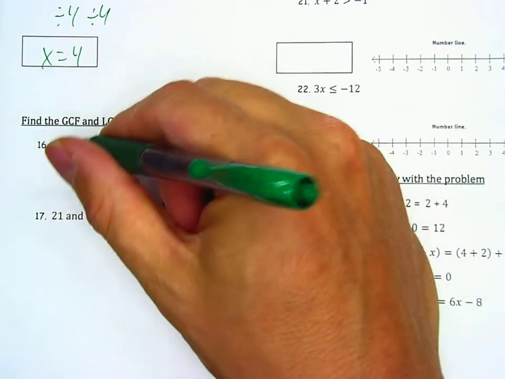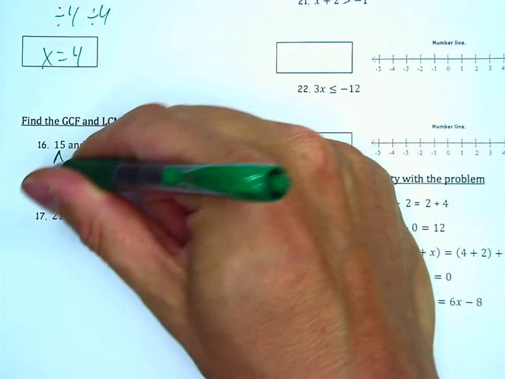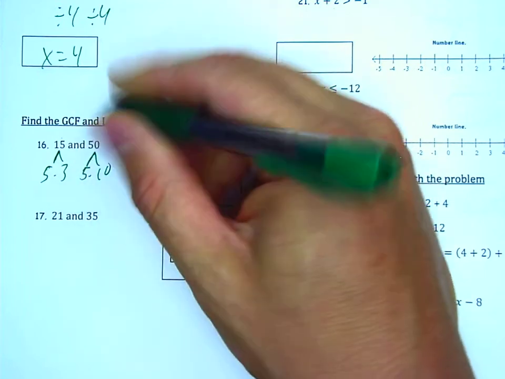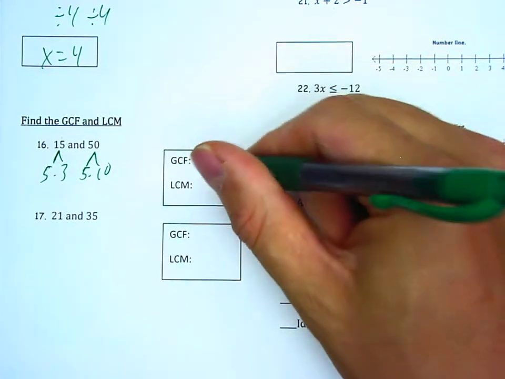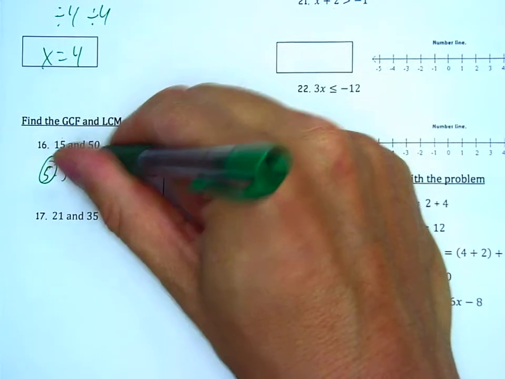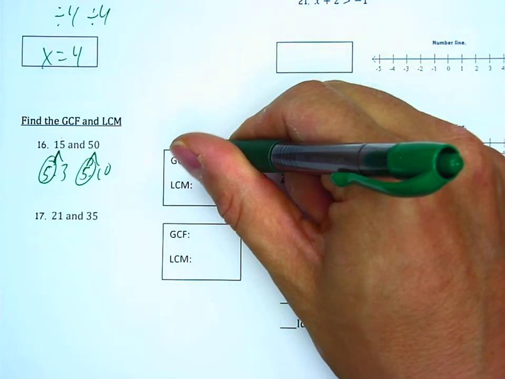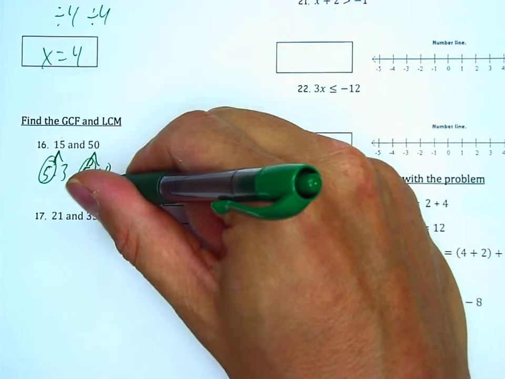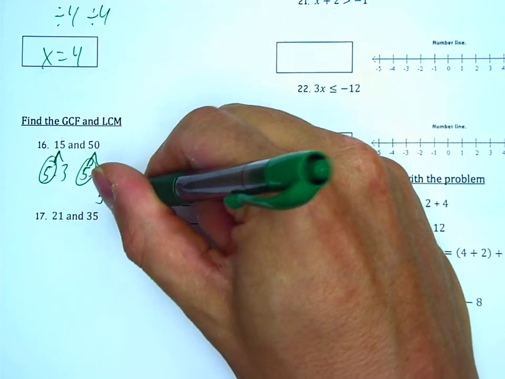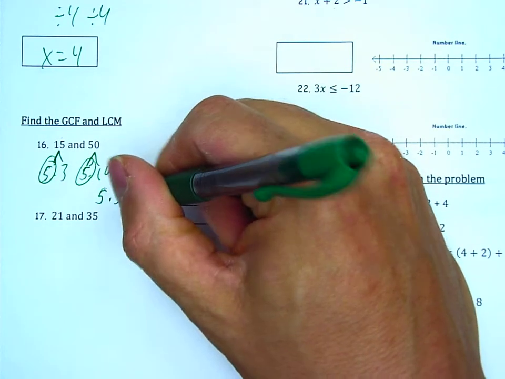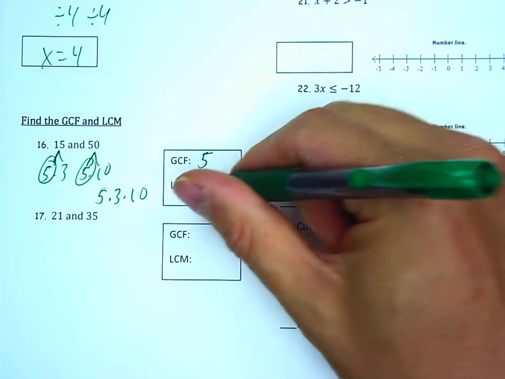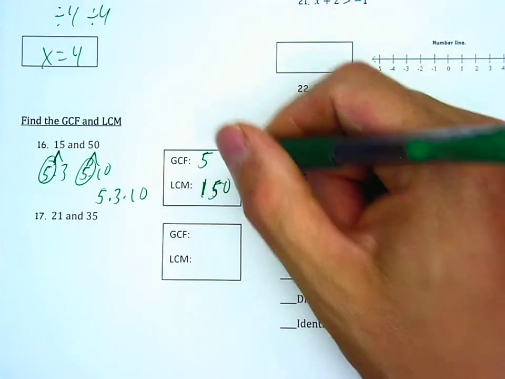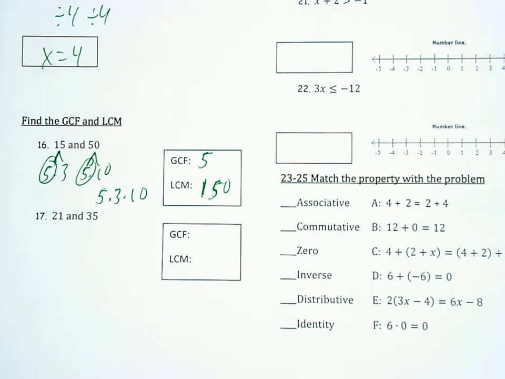All right, 16. 15 is 5 times 3. 50 is 5 times 10. So my GCF here is 5 because that is the number they both divide by evenly, the largest thing they both divide by. And my LCM is going to be 5 times 3 times 10. In other words, 5 times 30, 150, or 15 times 10, 150. That's the smallest number they will both divide into.